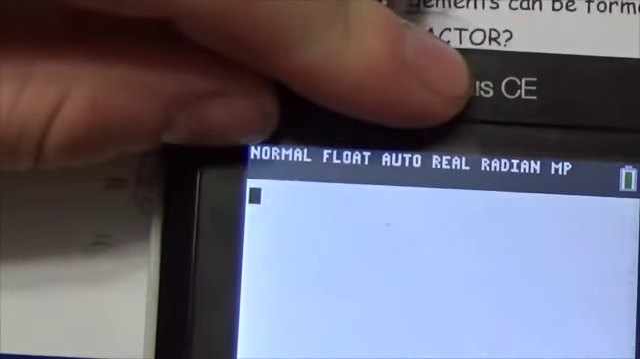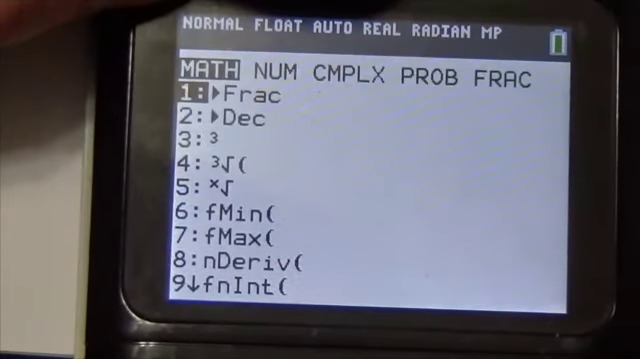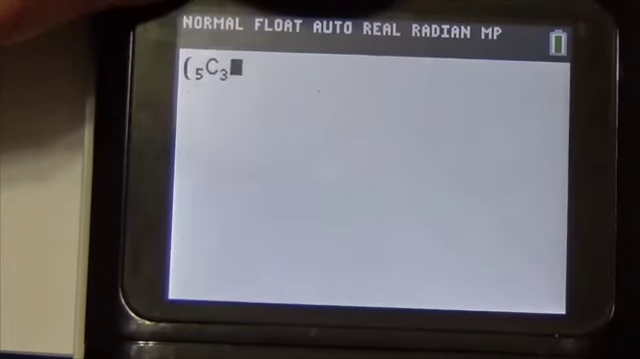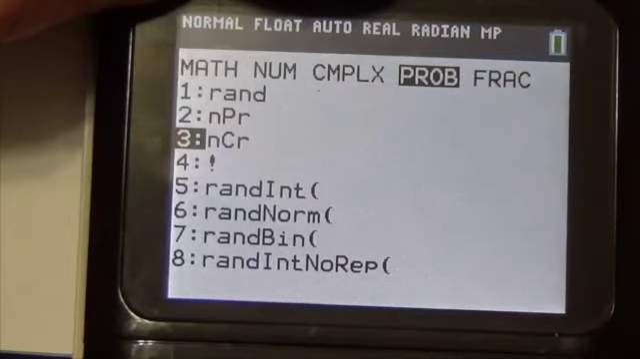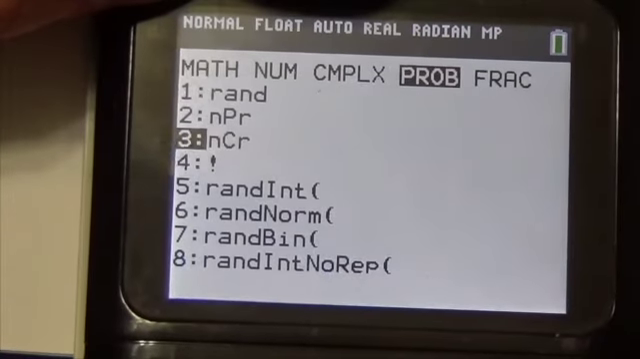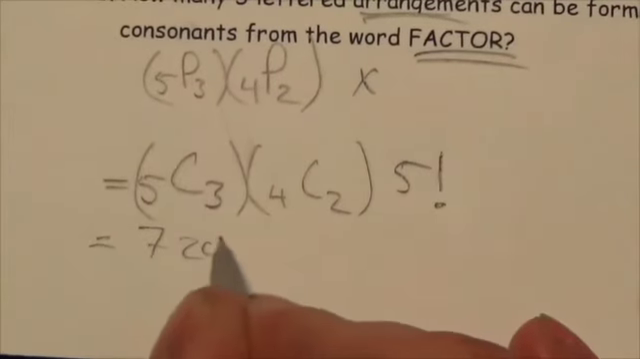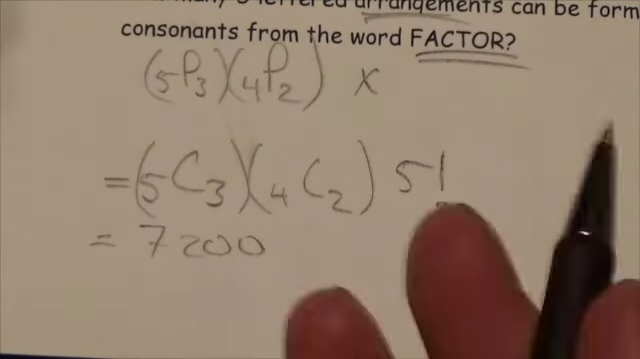Now, let's just enter this in the calculator. So we've got 5 choose 3, 4 choose 2, and then we're going to multiply that by 5 factorial. And there we go. There are 7,200 different quote-unquote words that we could create using that restriction.